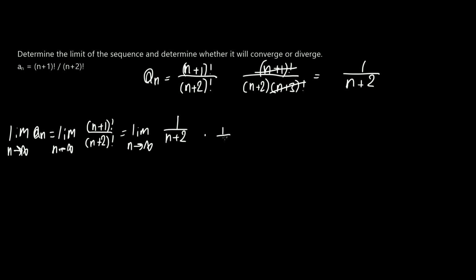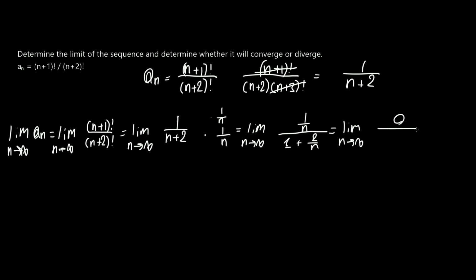And now let's multiply both sides of the fraction by 1 over n, since the highest degree variable here is n to the power of 1. So this will turn into the limit as n approaches infinity. On the top we're going to have 1 over n, and then on the bottom the n's will cancel for the first term, so we're going to have 1 plus 2 over n. So then we're going to have the limit as n approaches infinity. This will turn into a 0, and then we're going to have a 1, and this will also turn into a 0.